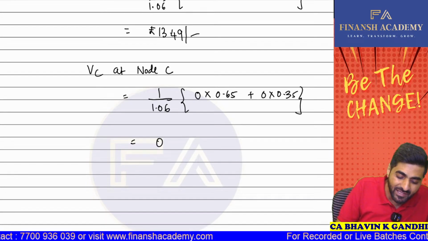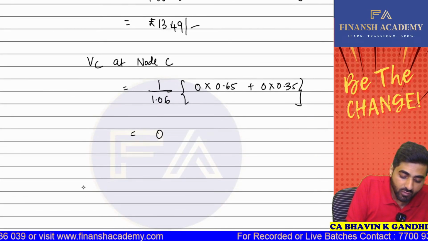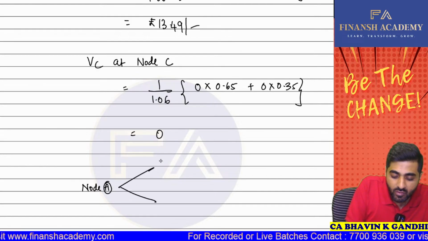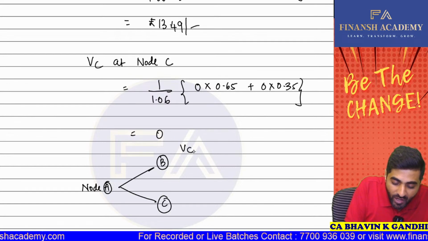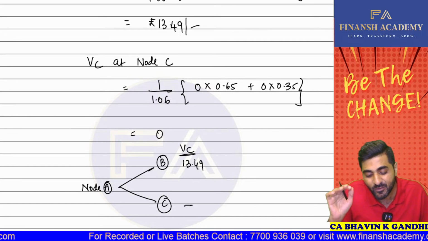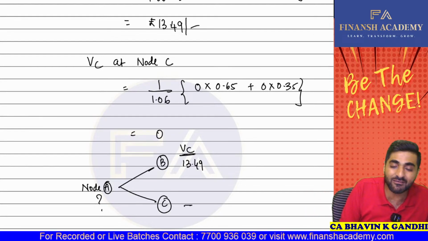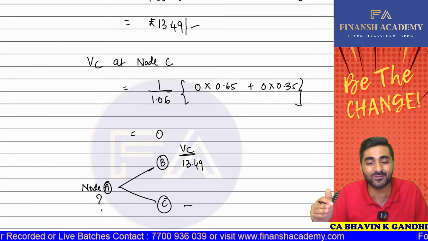So my dear students, now what should be the node A value? Here there is node B, here there is node C. For node B, do I have the value of the call? Yes, sir, 13.49. For node C, do I have the value of the call? Yes, that is 0. So now can I calculate the value of the call at node A? Come on, yes or no? Yes, sir, I can do that.